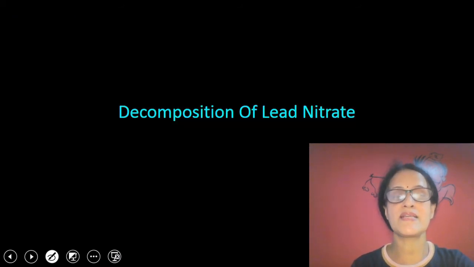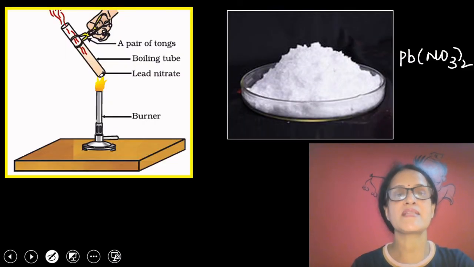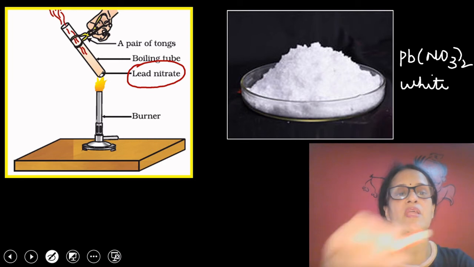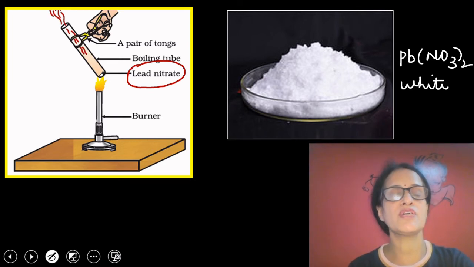Now I'll discuss the next activity, decomposition of lead nitrate. Students, lead nitrate is a white colored solid whose formula is Pb(NO3)2. In this activity, you will take around 2 grams of lead nitrate in a boiling tube and you will heat it carefully using a pair of tongs on a burner or on a spirit lamp.